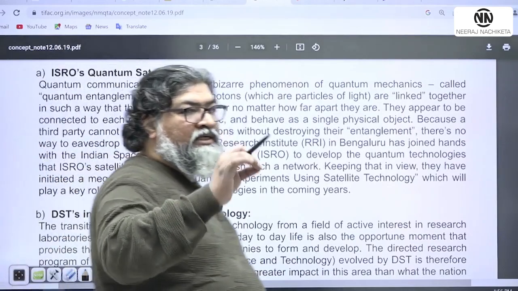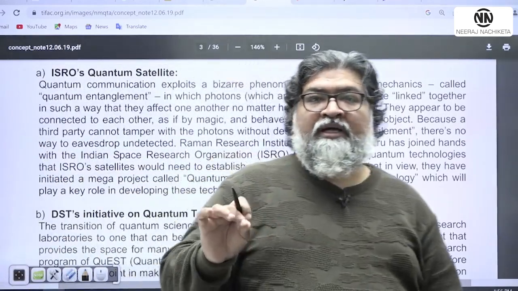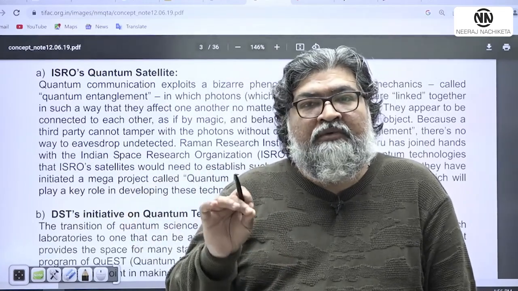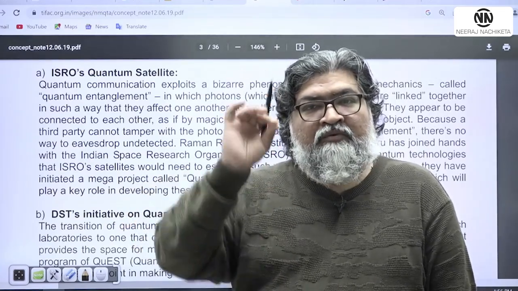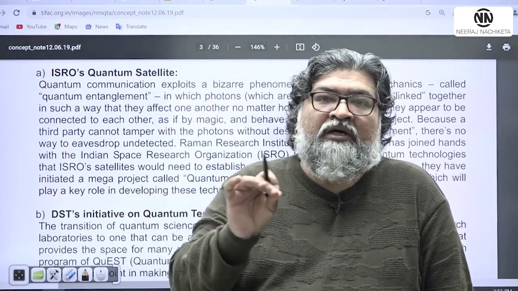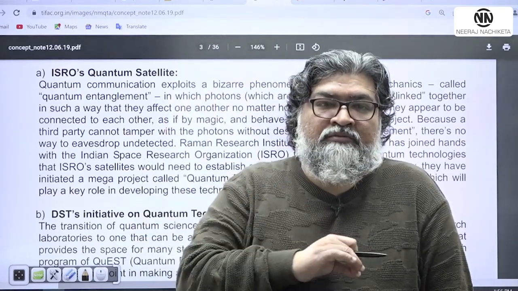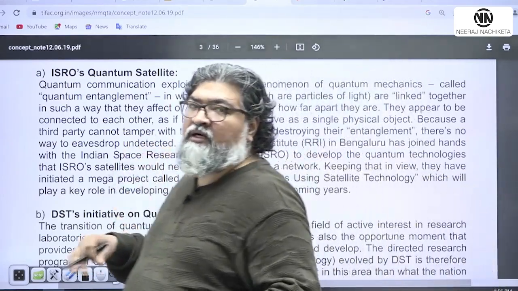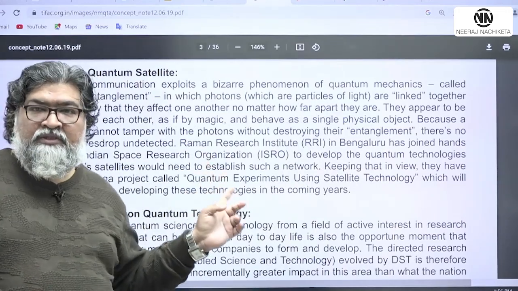Just as what China did, even ISRO, Indian Space Research Organization, is also working to develop and demonstrate quantum communication with the help of satellites. The institute called RRI, Raman Research Institute in Bangalore, is part of a project under ISRO there. And this could be a question in the exam.